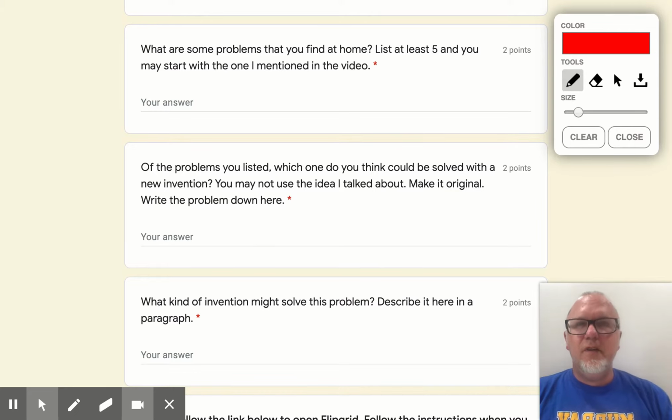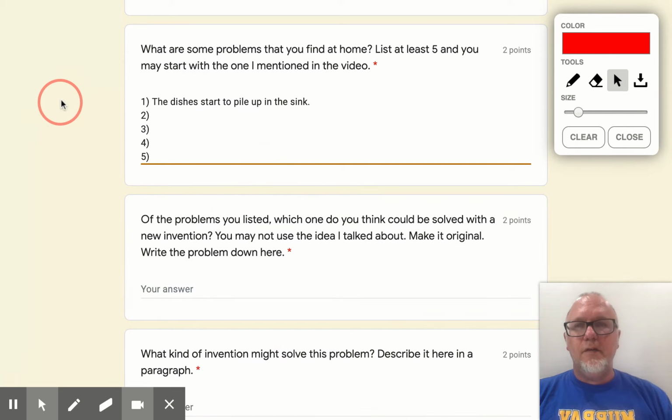And you can even go larger than that if you want to go to school or around your neighborhood. You can think that way. But for this example, I'm going to be talking about the ones at home. So I'm going to give you an example, and my example starts with one I already had thought up. The dishes start to pile up in the sink. That happens in my house. Now, we're lucky enough to have a dishwasher that we load. But guess what? People don't always want to load them. So that's a problem at my house. Now you list the other two, three, four, and five, and you can use mine.